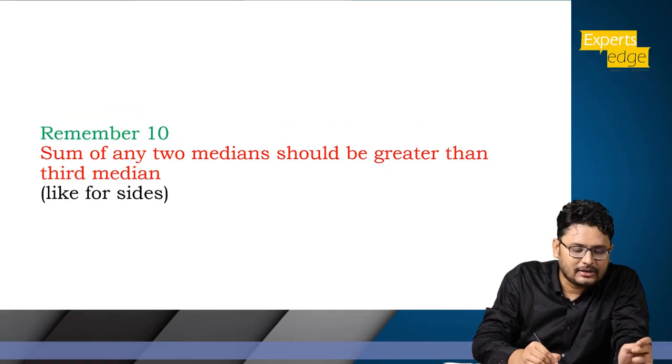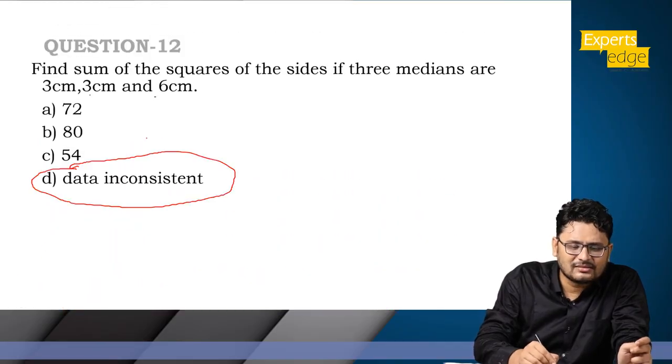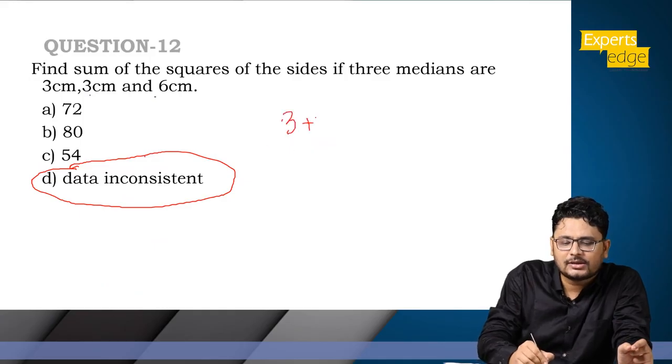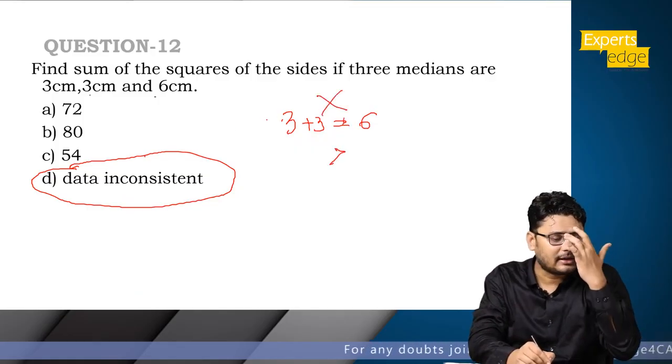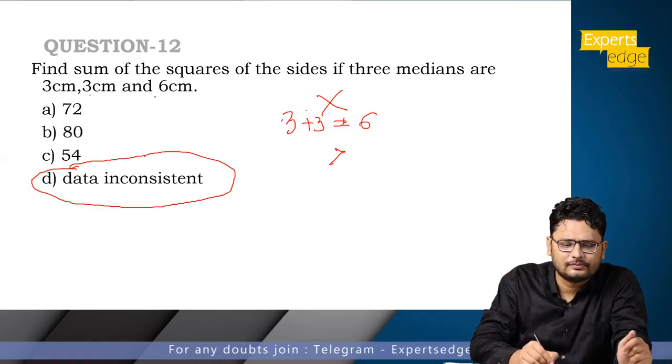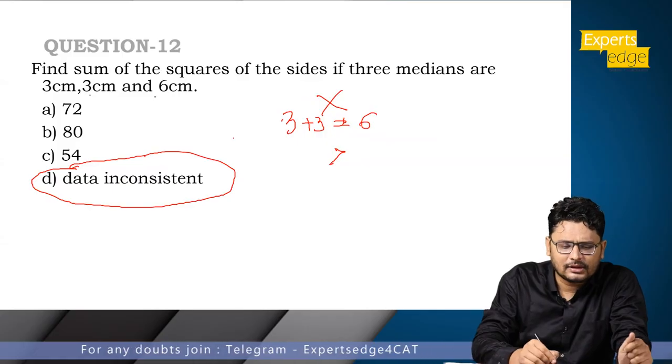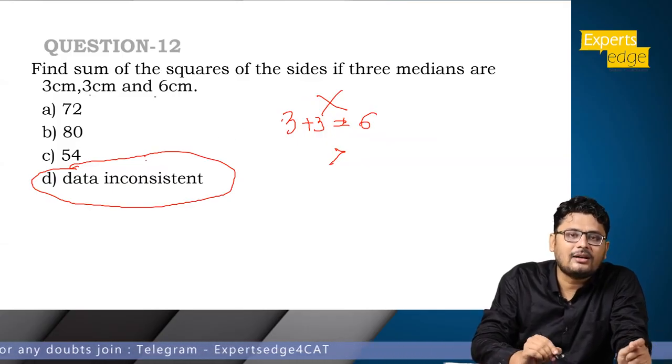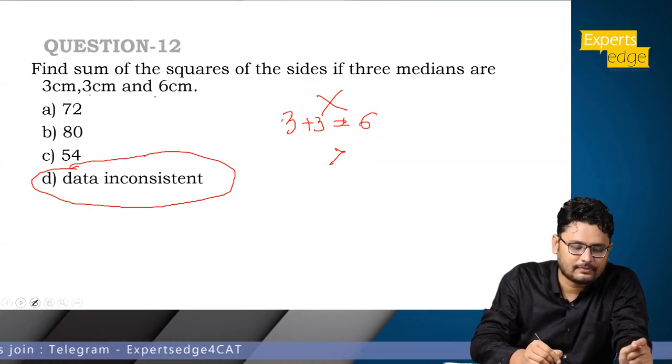So tell me here, is the sum of two medians greater than the third median? No, because the two medians are 3 and 3, and this 6 is equal. But what I want is that the two medians should be greater. So this will not go. So this will not be a triangle. The triangle will not be formed at all, right? So you can't use that. Is everyone clear? This triangle can't be formed. So the answer is data inconsistent.